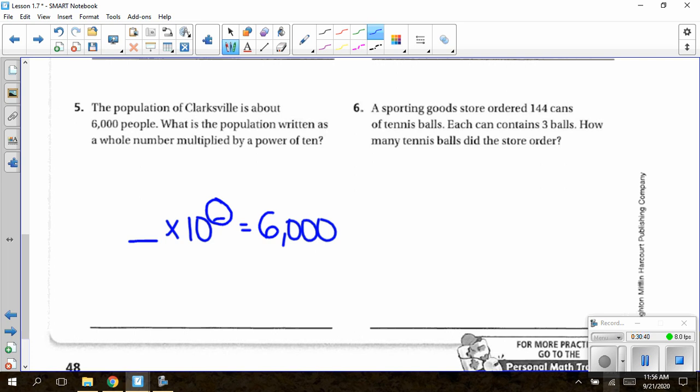And finally, number 6, a sporting goods store ordered 144 cans of tennis balls. Each can contains 3 balls. How many tennis balls did the store order? So this goes back to the lesson from 1.6, where we have 144 times 3, and that will tell us the number of tennis balls.